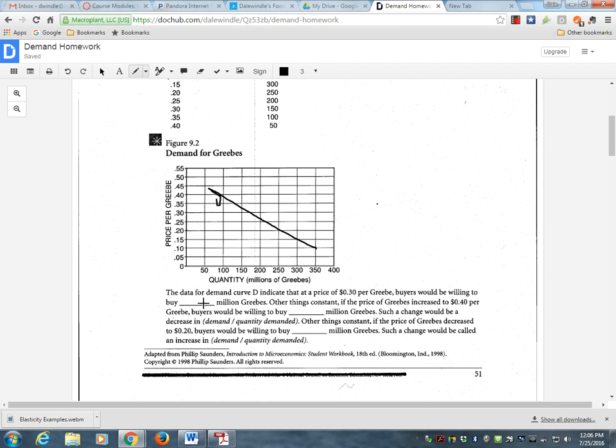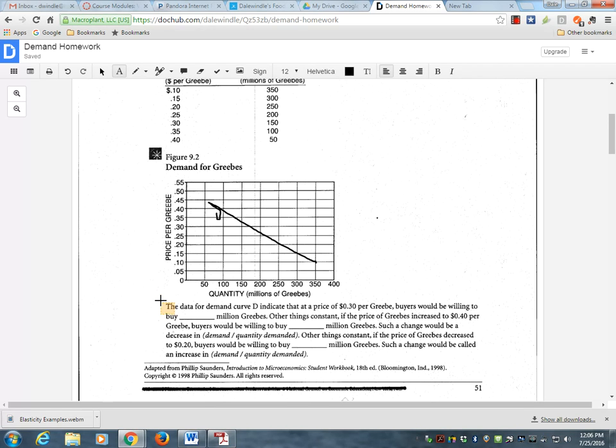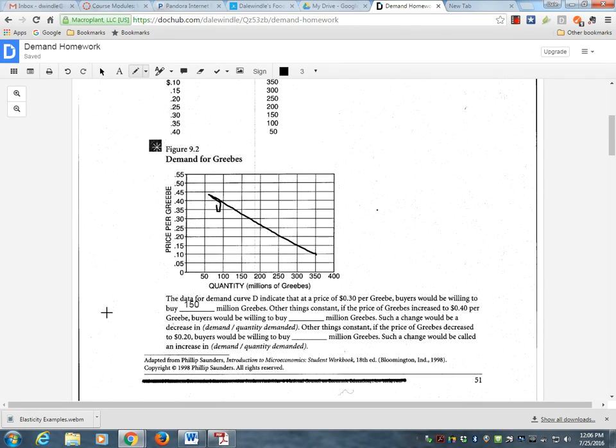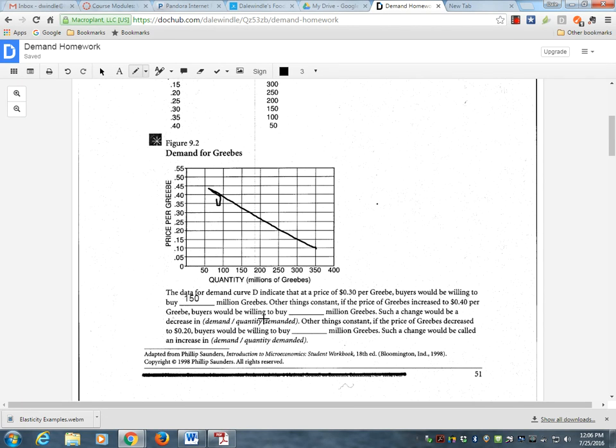It says data for demand curve D indicates that at a price of 30 cents per greave, buyers are willing to buy how many? Well, you just look at the schedule there. At 30, they're going to want to buy 150. Okay? And then, let's say the price goes to 40 cents, how much would they want to buy?